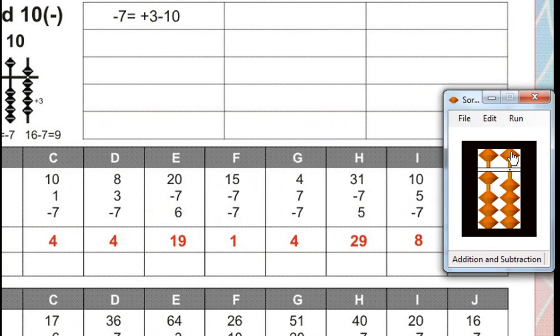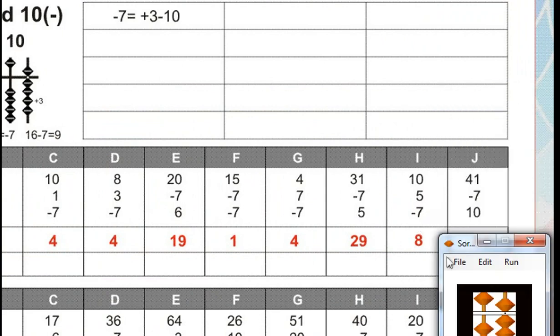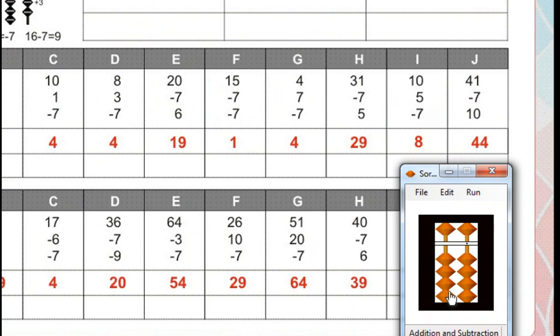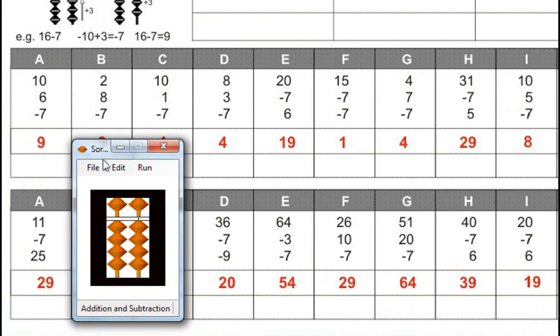10 plus 5 minus 7. Answer is 8. 41 minus 7 plus 10. Answer is 44. 11 minus 7 plus 25. Answer is 29.